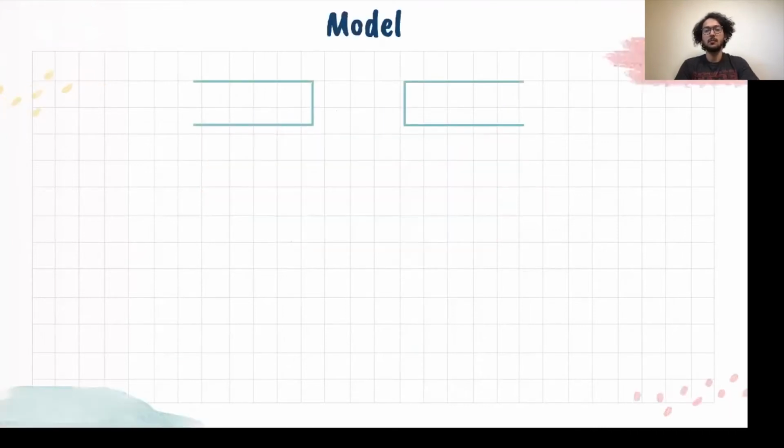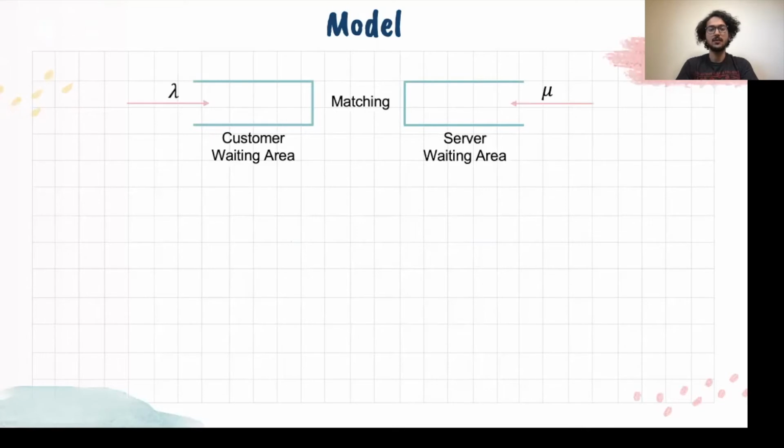We refer to demand as customers and supply as servers. In a two-sided queue, there is a waiting area for customers and servers. Both of them arrive into the system and wait until they are matched. As there is no incentive for both customers and servers to wait at the same time, they are matched as soon as there is a compatible pair in the queue. Thus, only one of the queues is non-empty at any time.